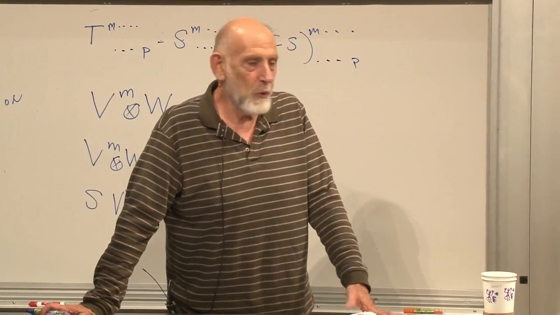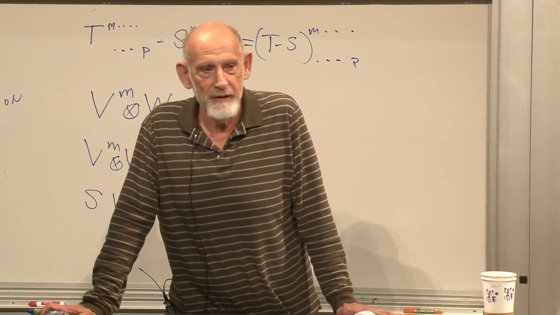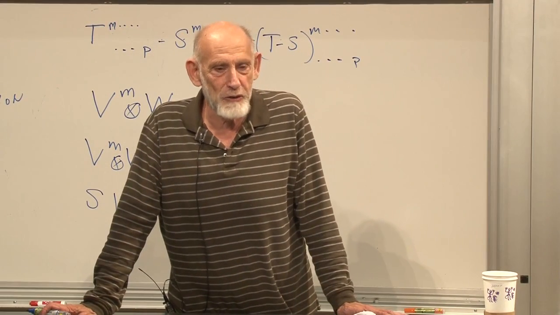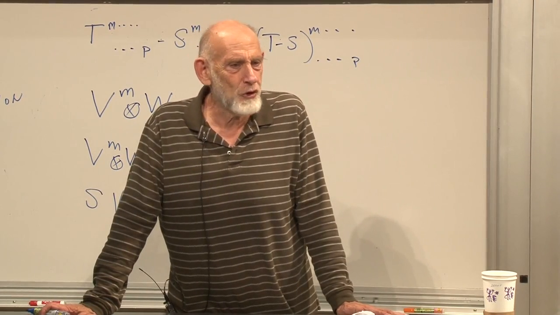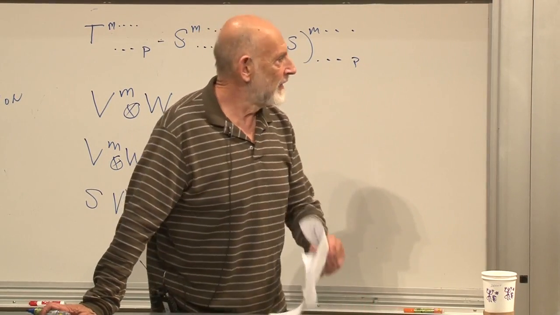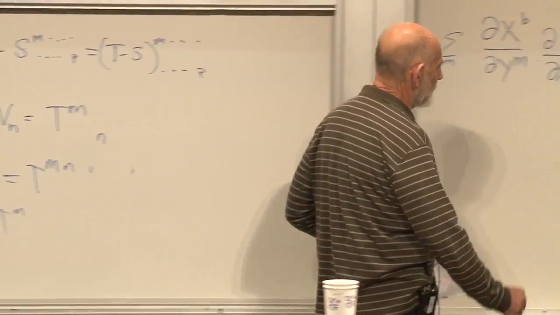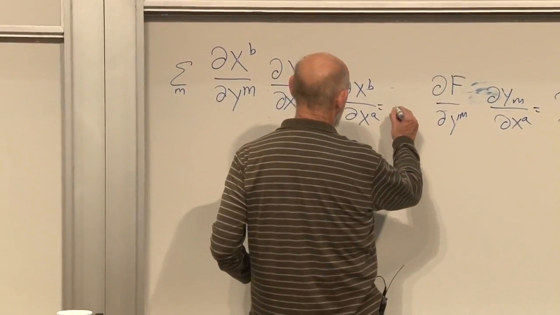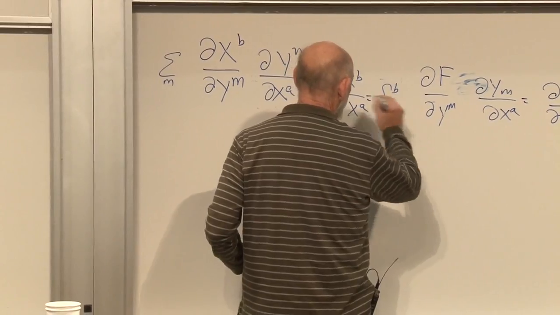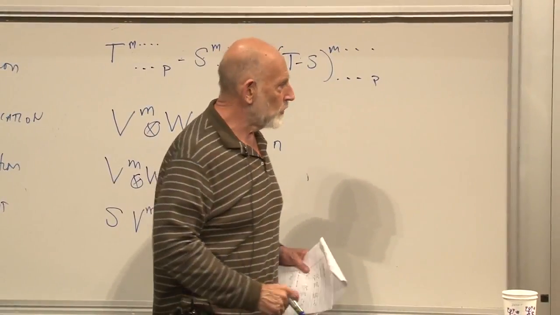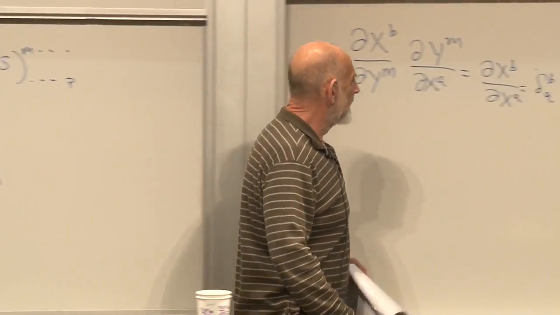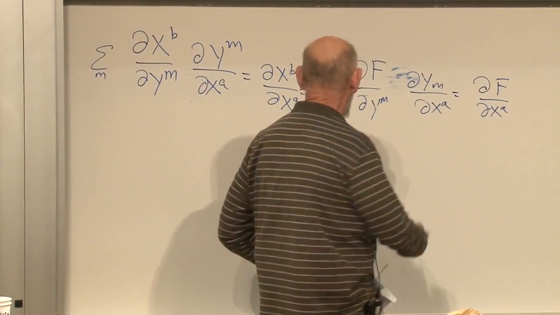What's the derivative of x1 with respect to x1? 1. What's the derivative of x1 with respect to x2? 0. So this thing here is just the Kronecker delta, δ^b_a. Is it only true for orthogonal coordinates? No. It's true for any set of coordinates.